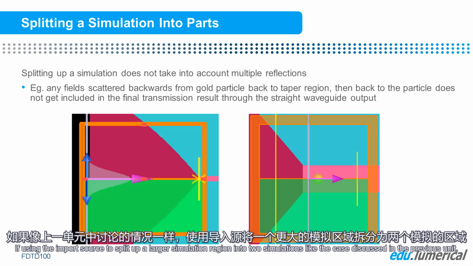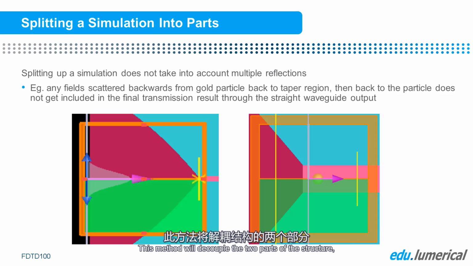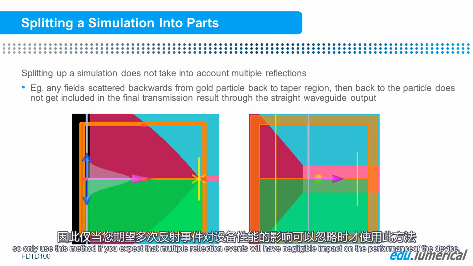If using the import source to split up a larger simulation region into two simulations, like the case discussed in the previous unit, keep in mind that any light which might get reflected back and forth between the two separated parts of the structure won't be taken into account, so this method will decouple the two parts of the structure. So only use it if you expect that multiple reflection events will have negligible impact on the performance of the device.